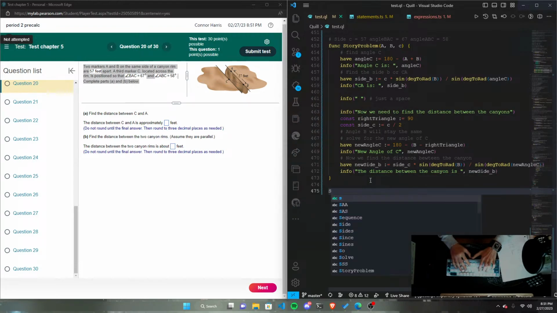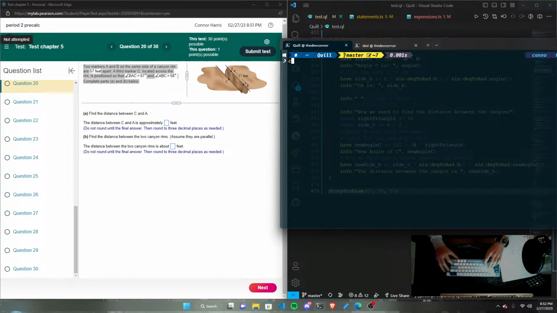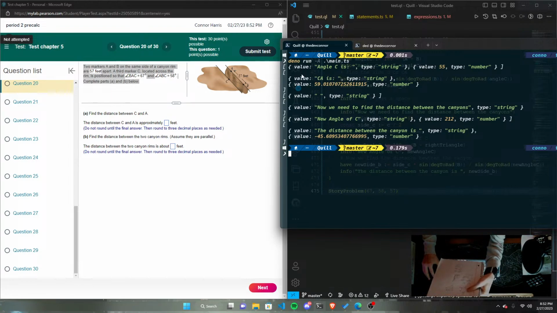Cool. And let's see. So now we can call the story problem. Pass in our values, so we know that A is 67, B is 58, and side C is 57. So now, if we run this, please give us the right answers. Okay, so angle C is a value of 55. That is correct. We're just checking that here.